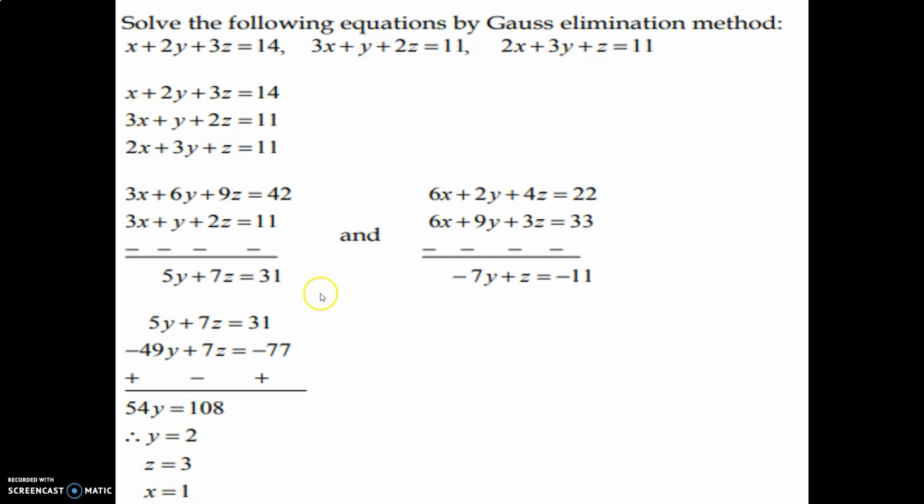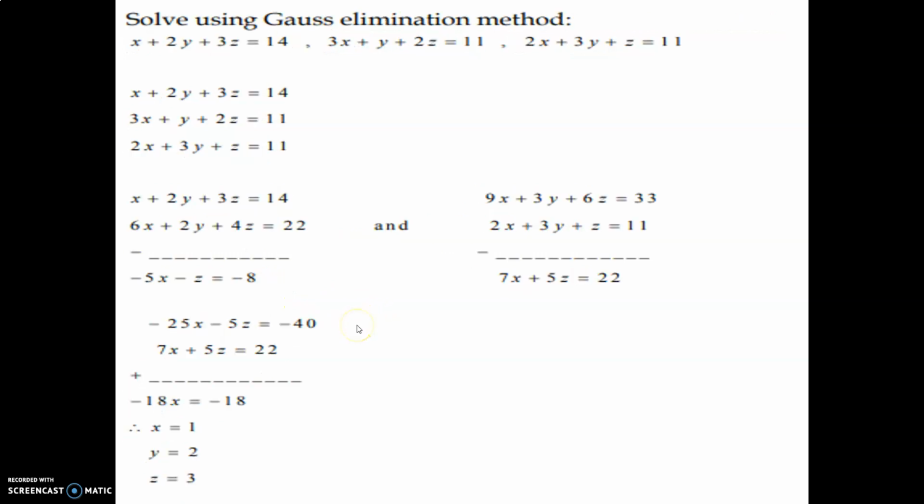In this equation, we derive the form of these terms. Follow the same trick for x plus 2y plus 3z equal to 14, 3x plus y plus 2z equal to 11 and 2x plus 3y plus z equal to 11. First and third we solve, using 5x minus z equal to minus 8, 7x plus 5z equal to 22. Simultaneously we solve: minus 25x minus 5z equal to minus 40, 7x plus 5z equal to 22, minus 18x equal to minus 18, x is equal to 1. We derive y is equal to 2, z equal to 3 using back substitution.